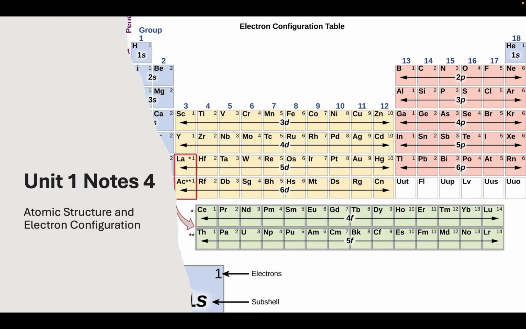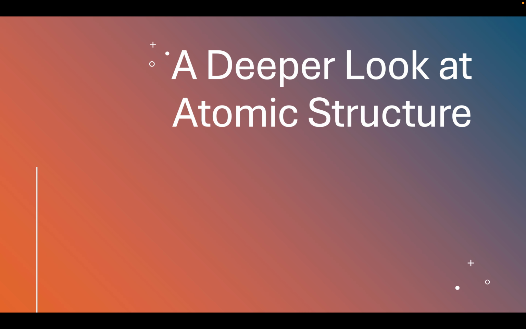Today in AP Chemistry, we will be building a more sophisticated understanding of atomic structure and learn how to represent the distribution of an atom's electrons in a couple of different ways. Let's dive in with atomic structure.